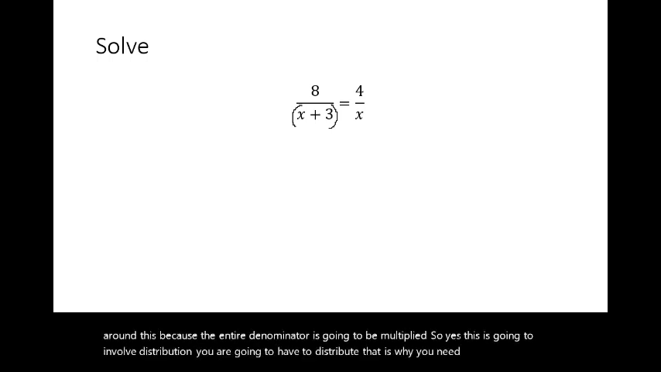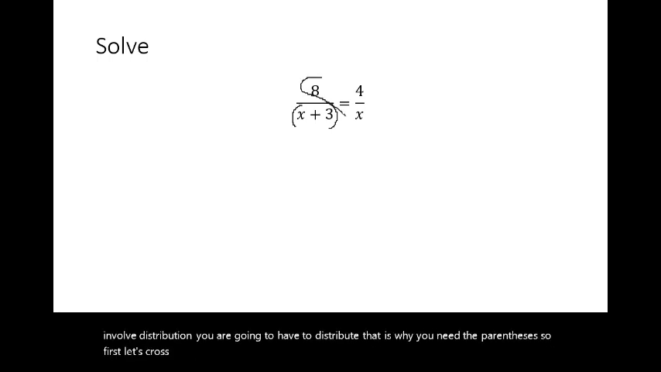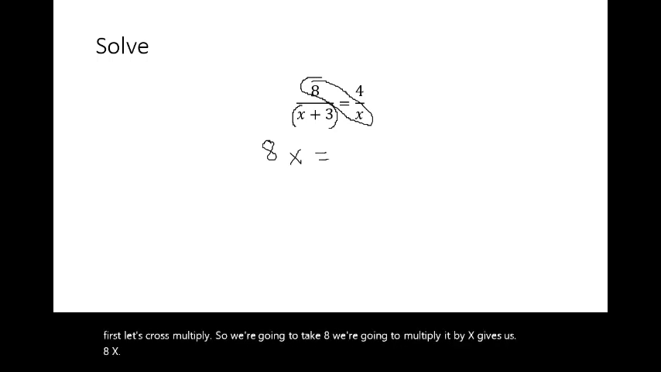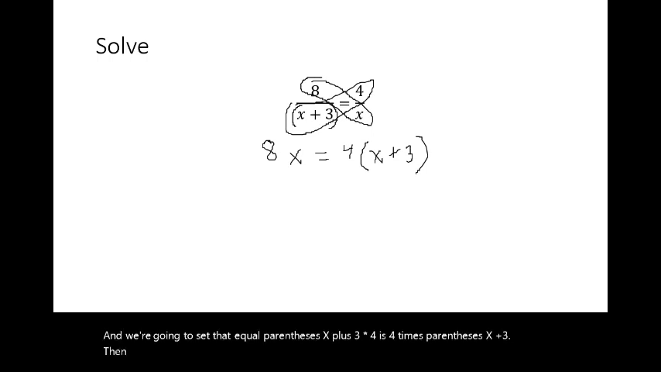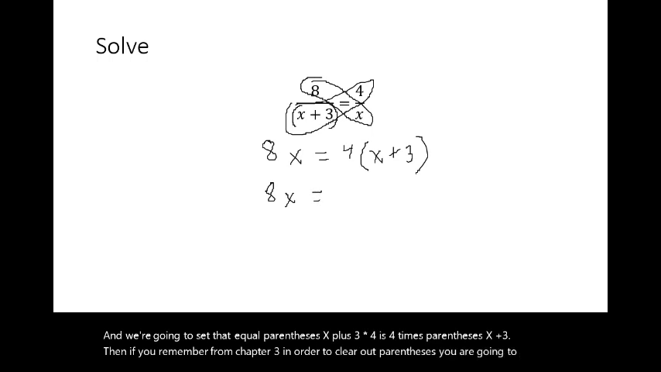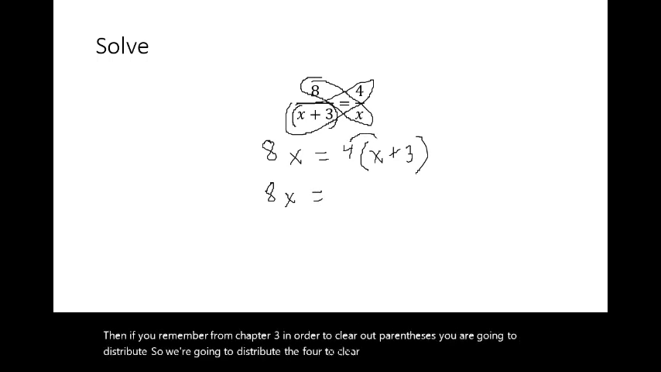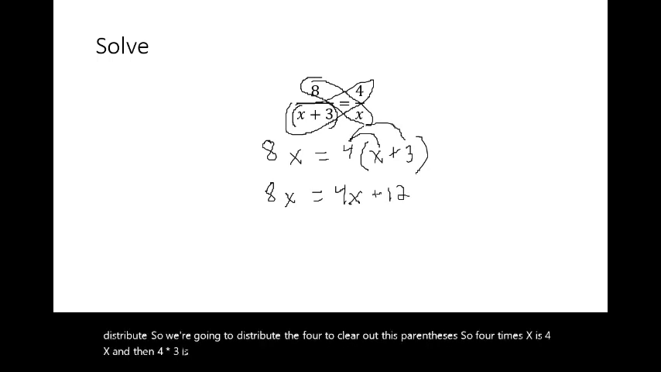So first, let's cross multiply. We're going to take 8 and multiply it by x, which gives us 8x. And we're going to set that equal to (x + 3) times 4, which is 4 times (x + 3). Then, if you remember from chapter 3, in order to clear out parentheses, you are going to distribute. So we're going to distribute the 4 to clear out these parentheses. So 4 times x is 4x, and then 4 times 3 is plus 12.